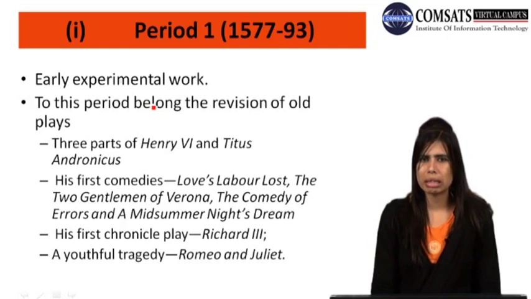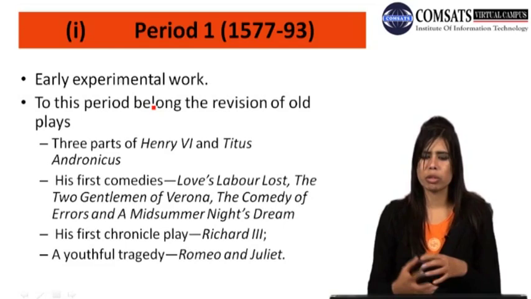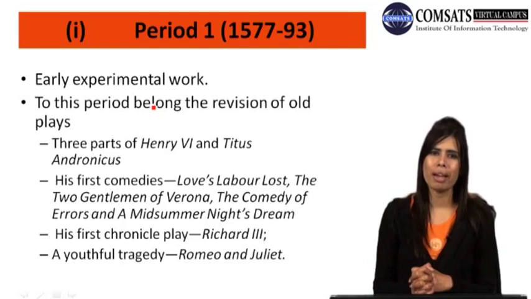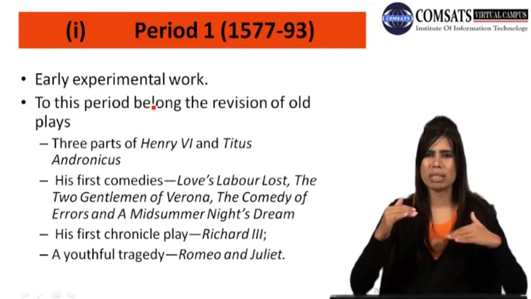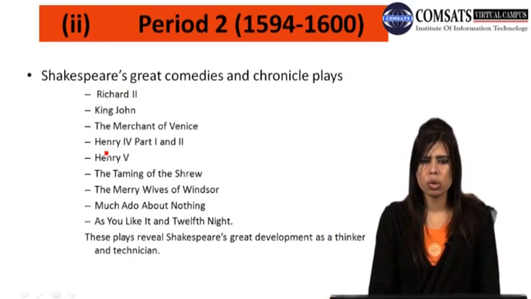The first period is that of the experimental work, where he wrote Henry VI and Titus Andronicus. His first comedies were Love's Labour's Lost, and so on, fine. And his first chronicle play as well, Richard III, and a youthful tragedy, that is Romeo and Juliet. So this is basically his experimental work, and this work is not as refined as his later works would be. So here, my dear students, we will focus on period two, okay. He wrote his great comedies and chronicle plays during this period, okay.